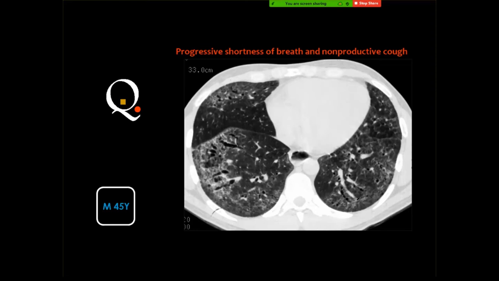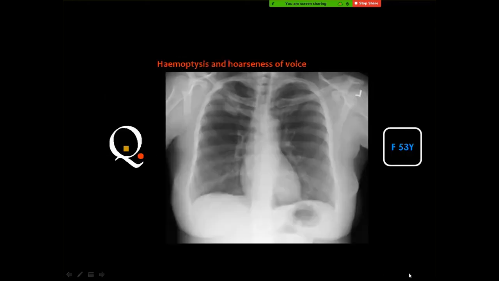Hypersensitivity pneumonitis. There is a ground glass. Hypersensitivity pneumonitis does not show bronchiectasis. Non-specific interstitial pneumonia will show ground glass opacities, will show bronchiectasis, but it will not show honeycombing. And this is the difference between both.